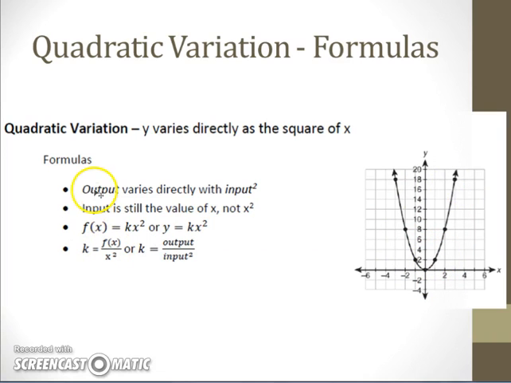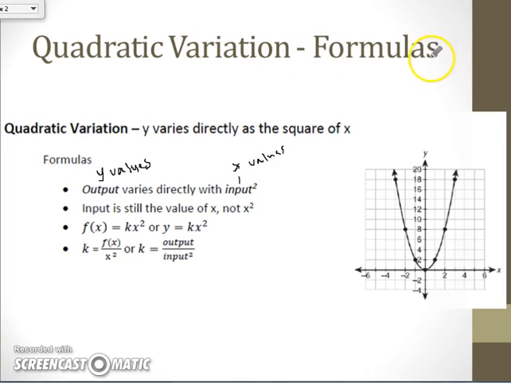And then it helps to remember that the output, so your y value, the outputs are your y values, vary directly with your input squared. Inputs are your x values. So make sure you have your notes sheet handy for this.